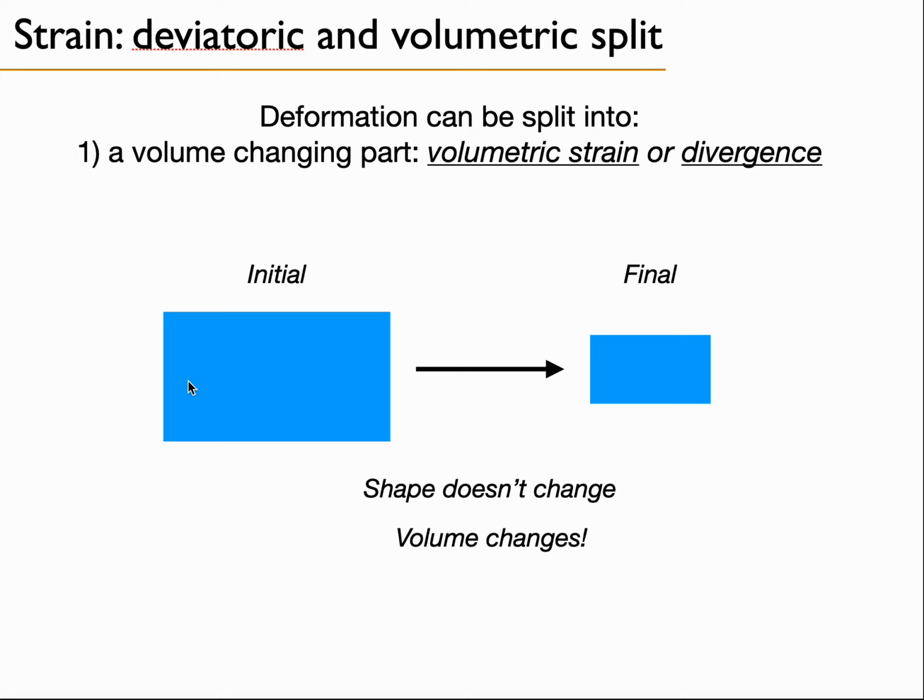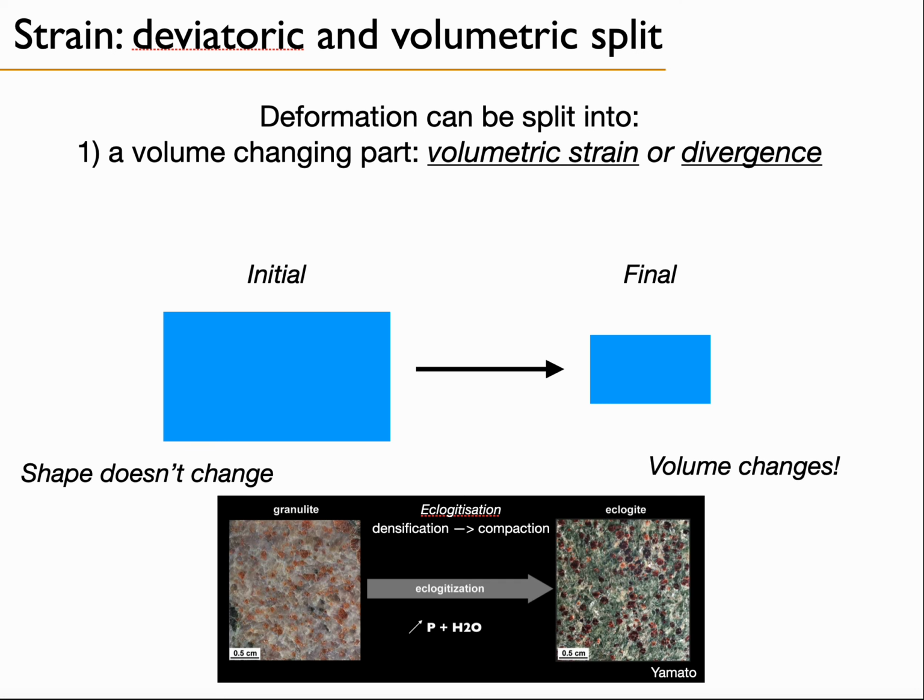So let's go back to our rectangle, and now we are going to make a deformation such that this rectangle is going to change size. So here the shape does not change, but the volume changes. We keep the same shape, but we change the volume. This is a volume strain.